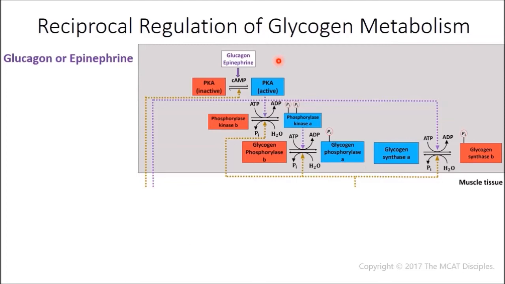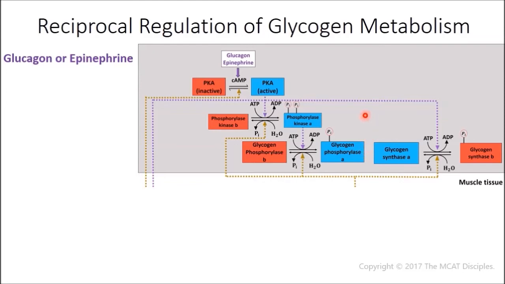G alpha will then move and activate adenylate cyclase to convert ATP to cyclic AMP. Cyclic AMP will then activate protein kinase A. Protein kinase A will phosphorylate phosphorylase kinase B into phosphorylase kinase A. It will also phosphorylate glycogen synthase A into glycogen synthase B. Phosphorylase kinase, remember this is the kinase we went through earlier, will phosphorylate and activate glycogen phosphorylase.